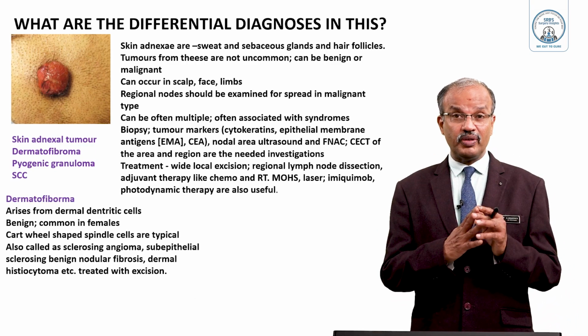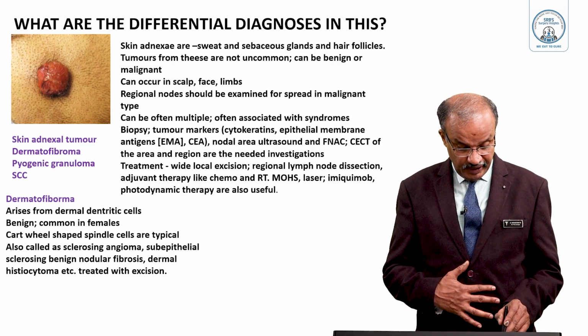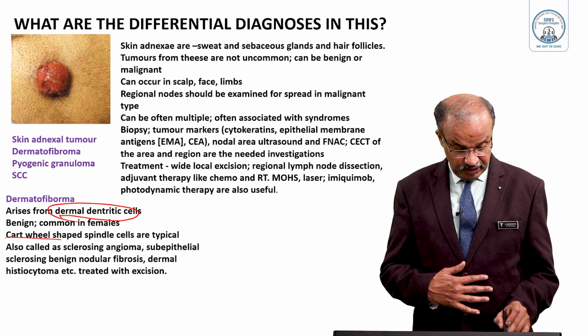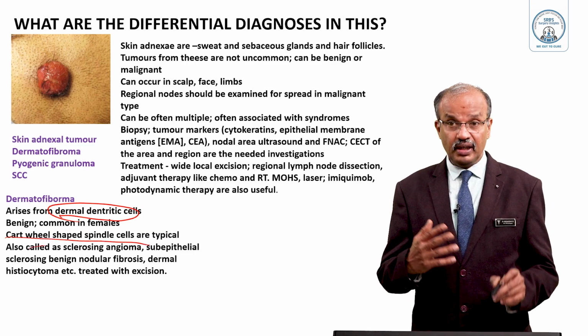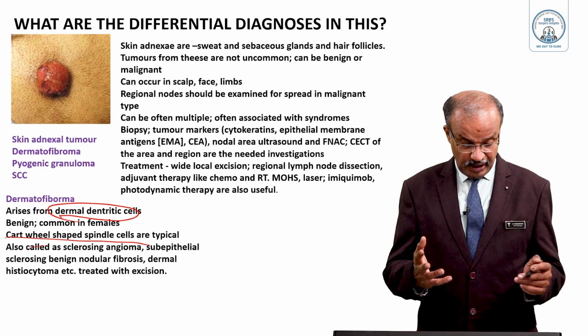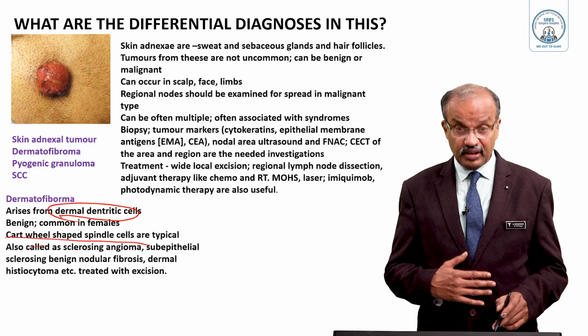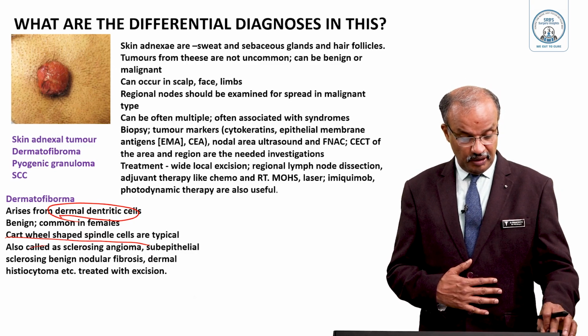Dermatofibroma, again not uncommon. Remember, it is a cutaneous benign tumor, common in females, arising from the dermal dendritic cell. That is an MCQ question. Cartwheel appearance is very typical. There are different names for it: sclerosing angioma, subepithelial sclerosing, benign nodulous fibrosis, dermal histiocytoma. Treatment is excision, and it should always be sent for biopsy.